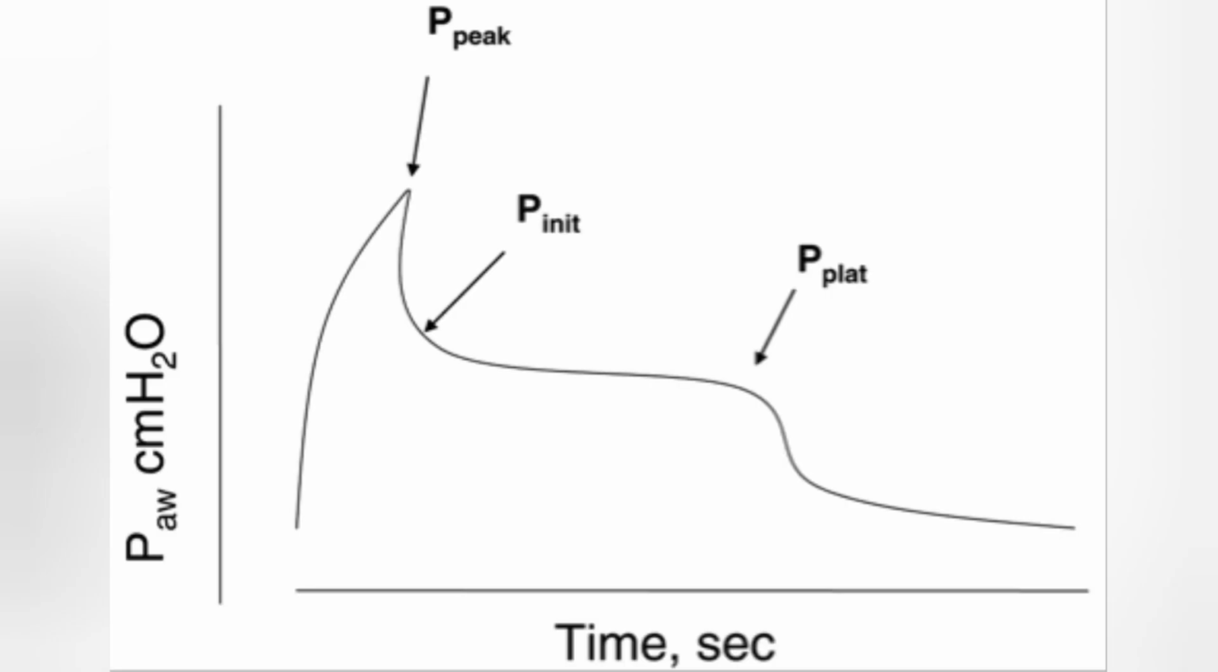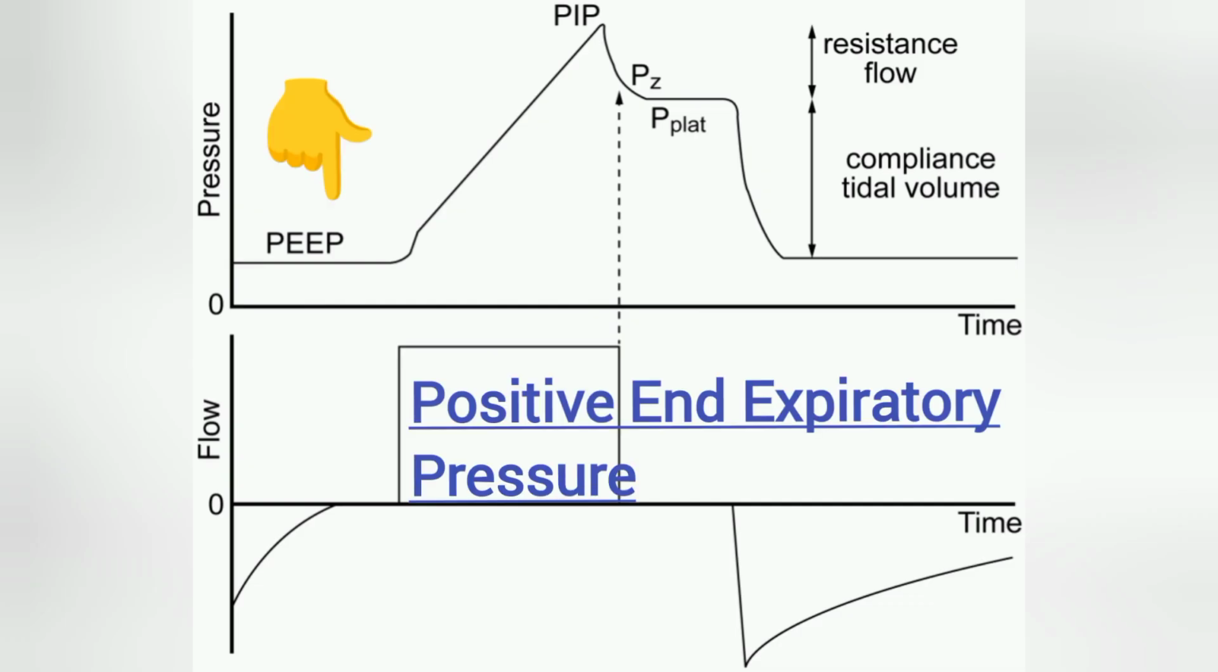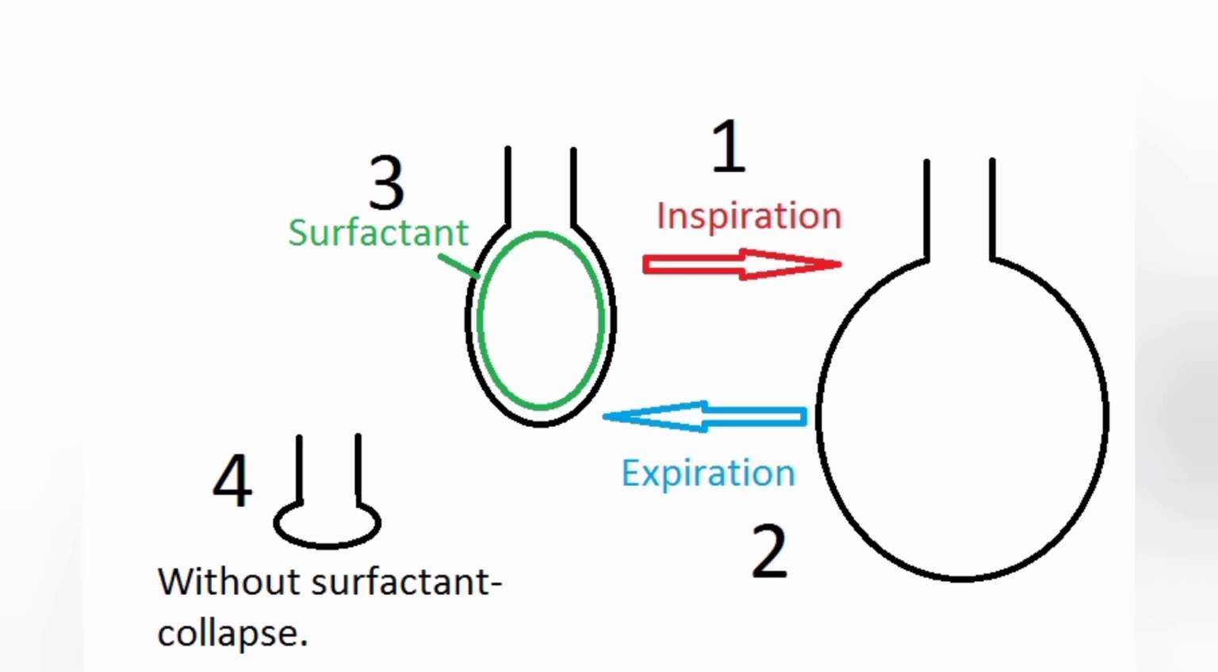Then peak pressure. It is the pressure built in the lungs after inhaling oxygen at the lungs' fullest capacity. That means it is the maximum pressure of the lungs after inhalation. After that, PEEP. PEEP means positive end expiratory pressure. When the lungs exhale the gas out, some pressure always remains in the lungs. That pressure is called PEEP. PEEP is a natural safety term which prevents lungs from collapsing.